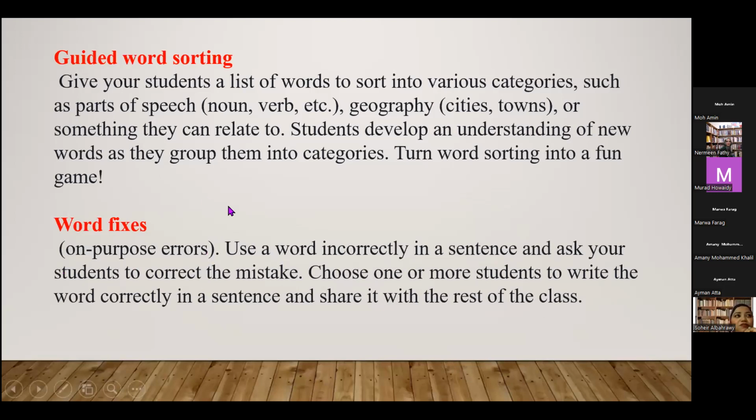For example, if you teach them adjectives, you can say, "The elephant is small." The word here is small. Is the elephant small? No, the elephant is big. So you choose 2 or 3 students to write the correct word on the board. See, the elephant is big. And then read the sentence loudly and ask students to listen and repeat. Got it?